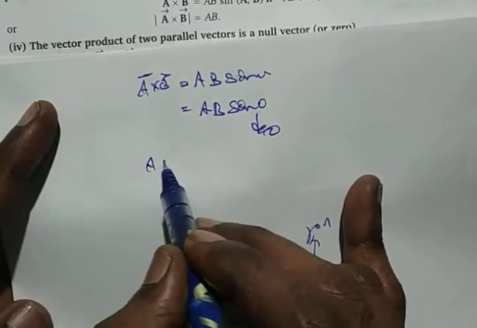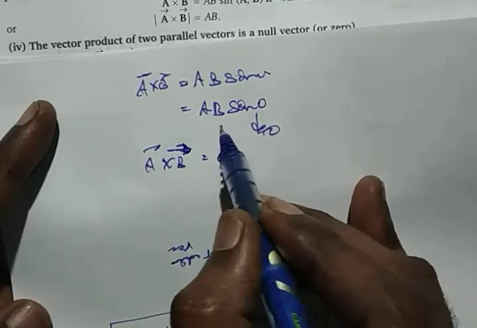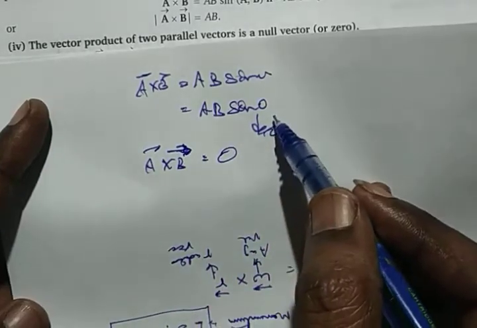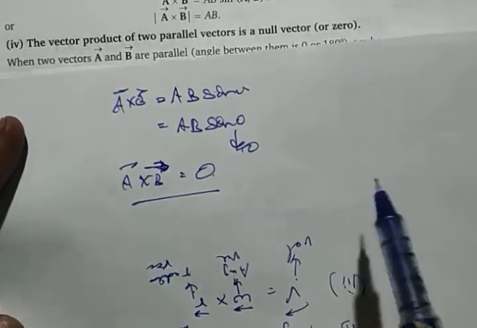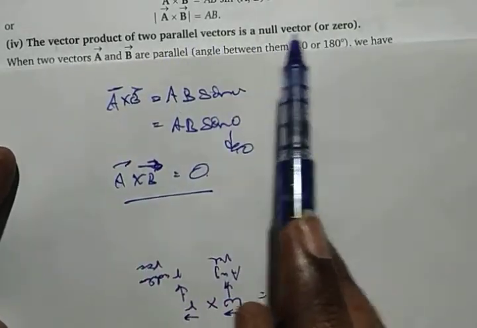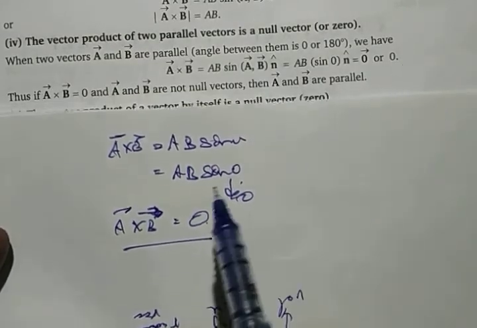So A cross B, for parallel vectors the angle is 0, so it is going to be 0. This is called a null vector. So the vector product of two parallel vectors is a null vector because the angle will be 0 here. So it's written here as 0 vector.